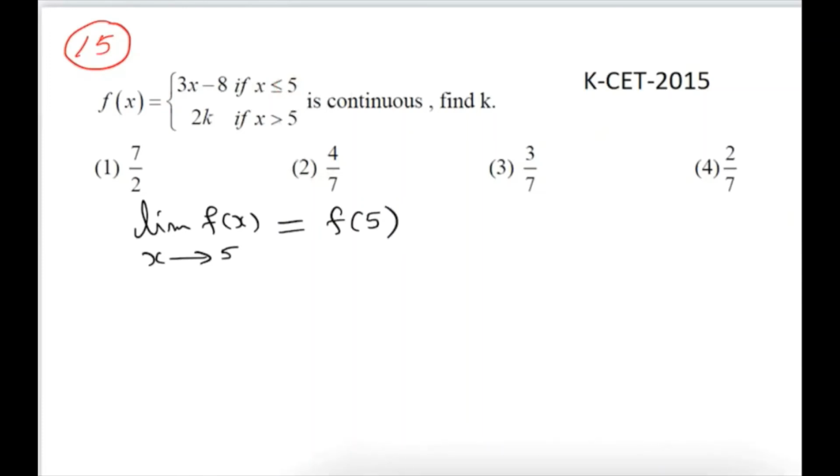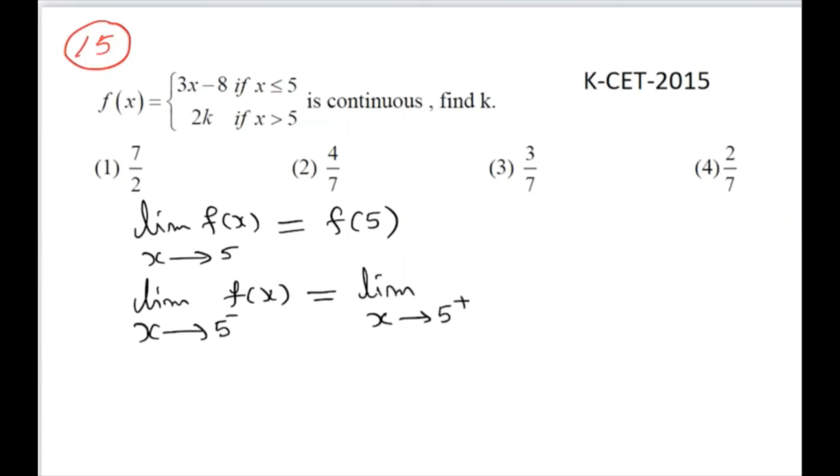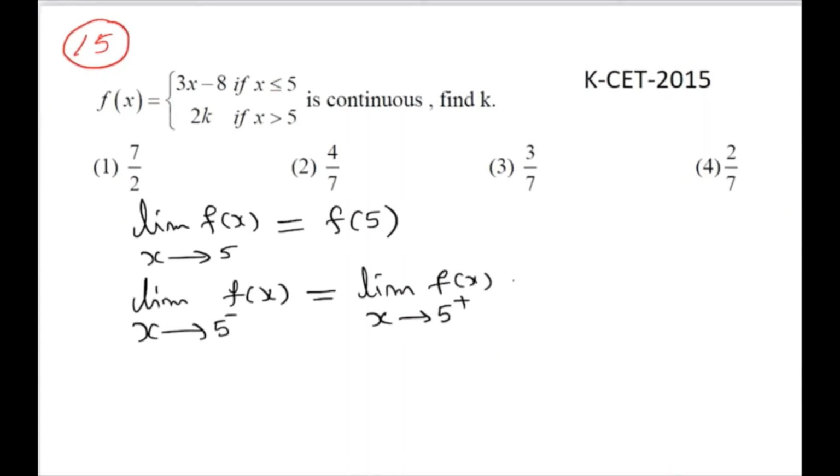Now, since the function is defined separately for less than or equal to 5 and greater than 5, here we need to take left hand limit and right hand limit. Since f of x is continuous, the limit is defined. Left hand limit and right hand limit are equal and both are equal to f of 5. So left hand limit x tends to 5 minus, that is approaching 5 from the left, that is through the values which are lesser than 5, equal to right hand limit of f of x as x tends to 5 plus.